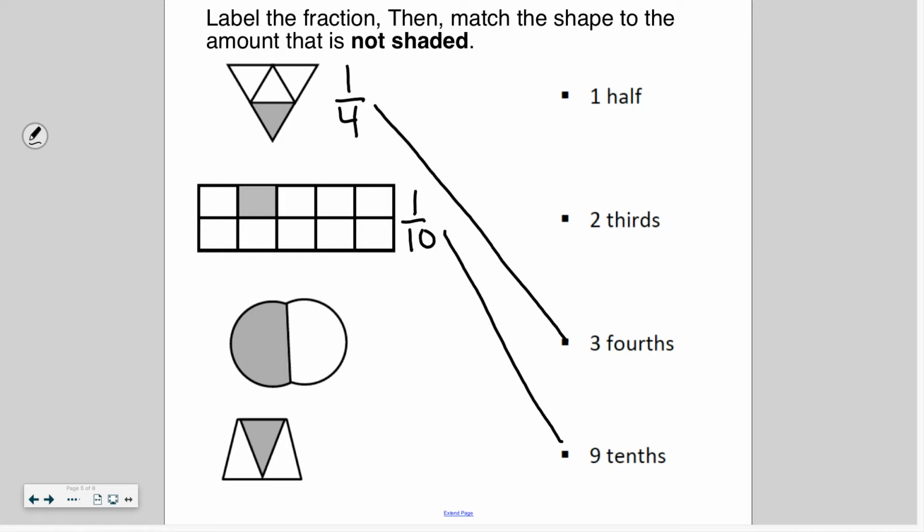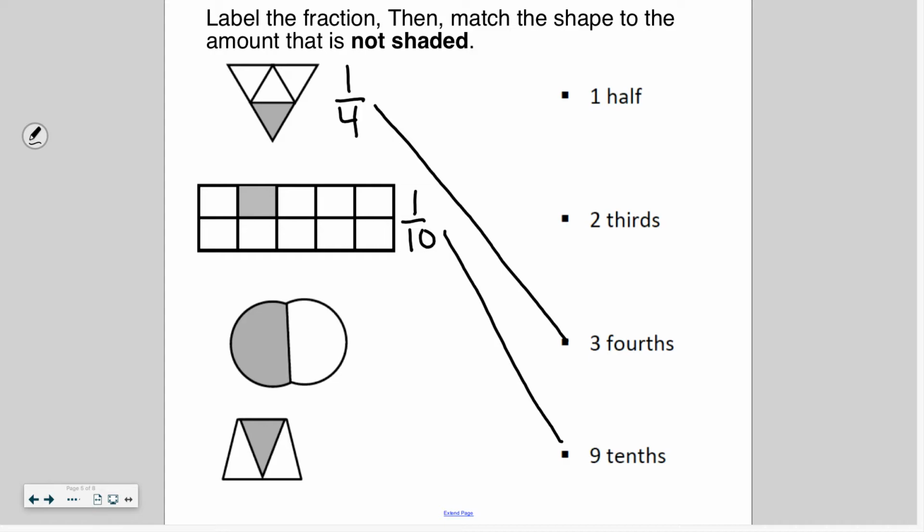Pause now. You're going to write down the amount that is shaded and match it, or you could write the amount that's not shaded next to it since you can't really match because it's on my screen, and do the same with this one. Write down the amount that's shaded and write down the amount that is not shaded so we can check our work. Okay, if you need more time, please pause if you haven't already.